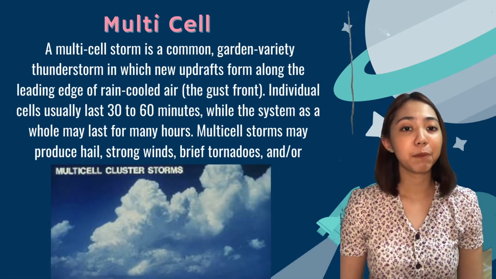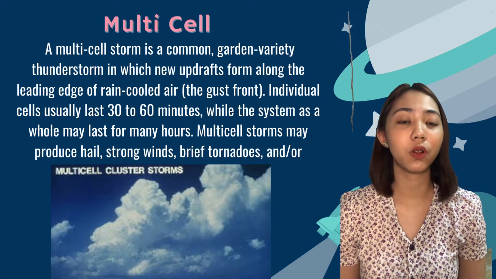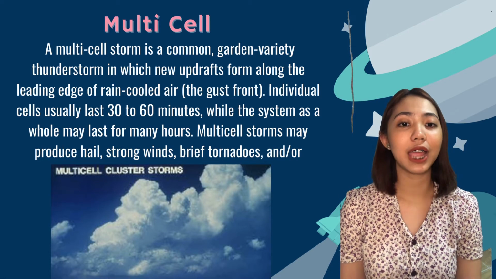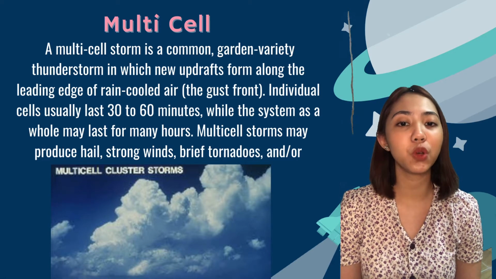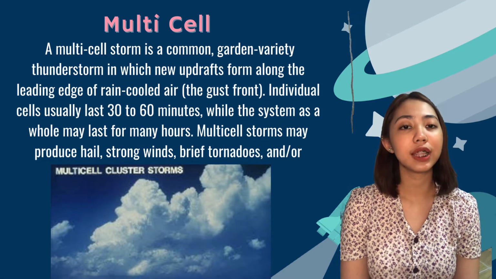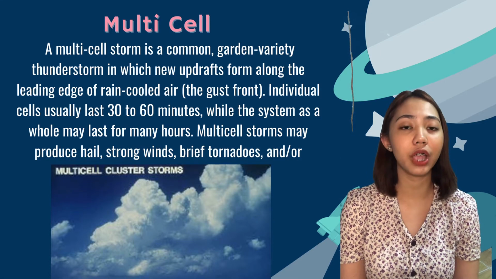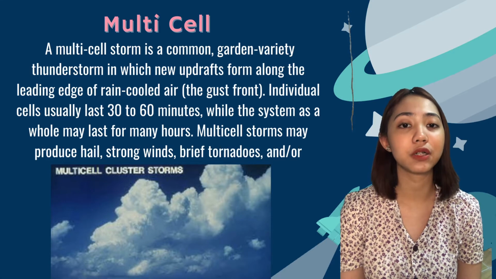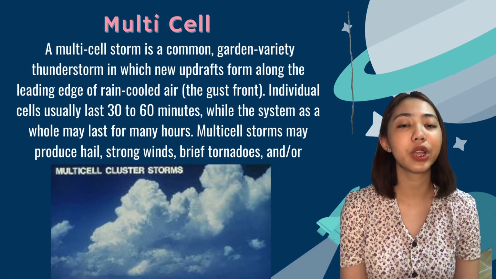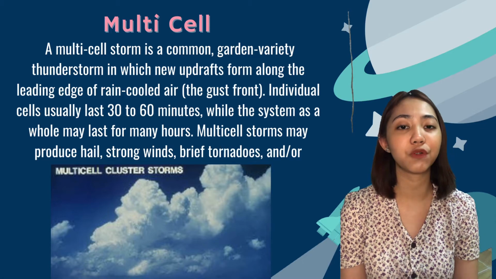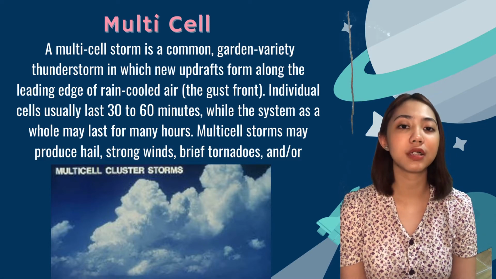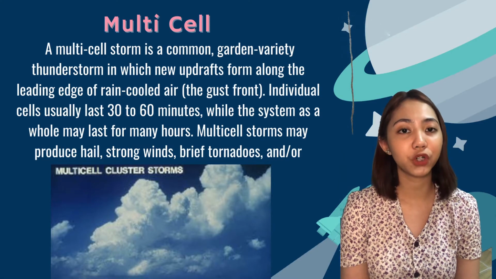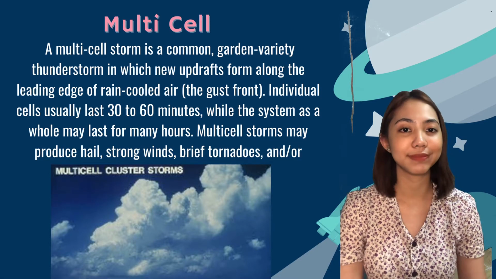The second type of thunderstorm is called the multi-cell thunderstorm. It is a common garden variety thunderstorm in which new updrafts form along the leading edge of rain-cooled air or gust front. Individual cells usually last 30 to 60 minutes, while the system as a whole may last for many hours. Multi-cell storms may produce hail, strong winds, brief tornadoes, or flooding.